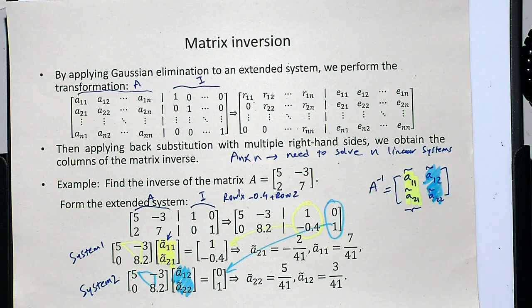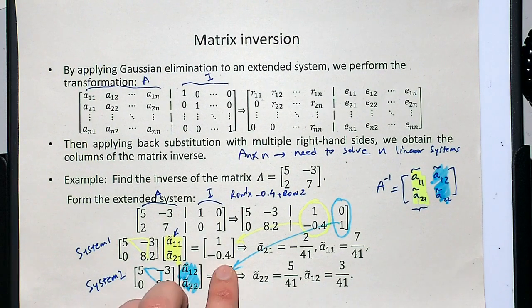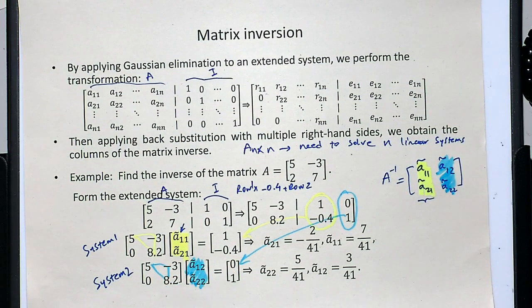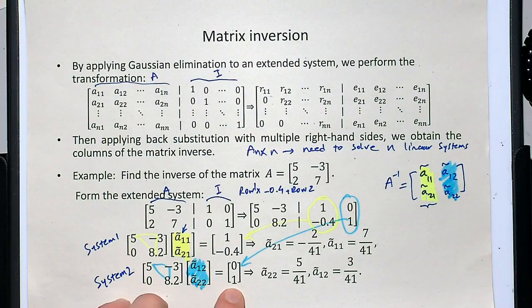Sorry? Sorry. Here you mean? Yeah, how does he get 41? It's just, I had 0.4, so I just converted. Yeah. This is in fact 41 over 5, right? 8.2. Yeah. So there is 1, so you invert that, you get 5 over 41. Perfect.